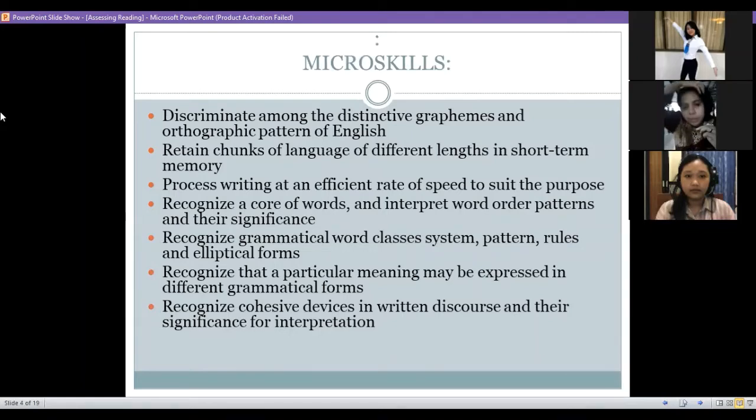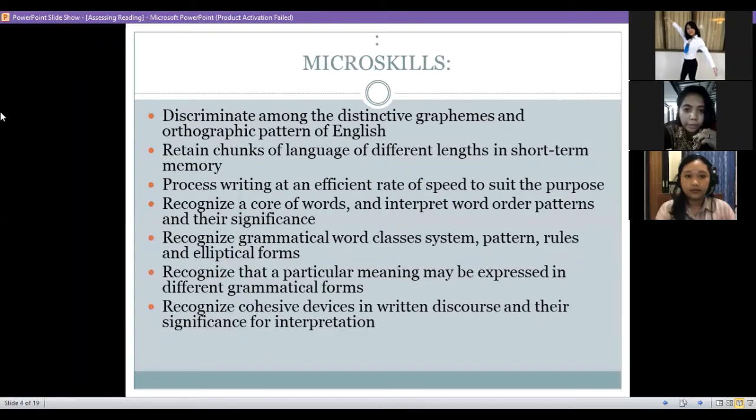Okay, let's take a look at the micro skills. First is to discriminate among the distinctive graphemes and orthographic patterns of English. What actually are graphemes? Graphemes are the letters, alphabet, punctuation, or other symbols. Meanwhile, orthography is the spelling or how the words are pronounced. And the second is to retain chunks of language of different lengths in short-term memory, which is to remember the function of each chunk in language. And the third is to process writing at an efficient rate of speed to suit the purpose. It's the speed or time of our writing.